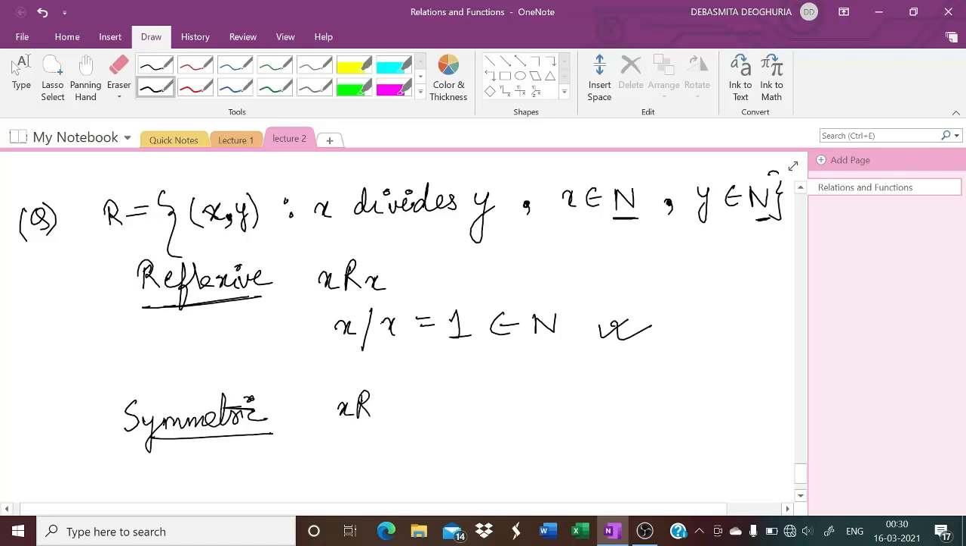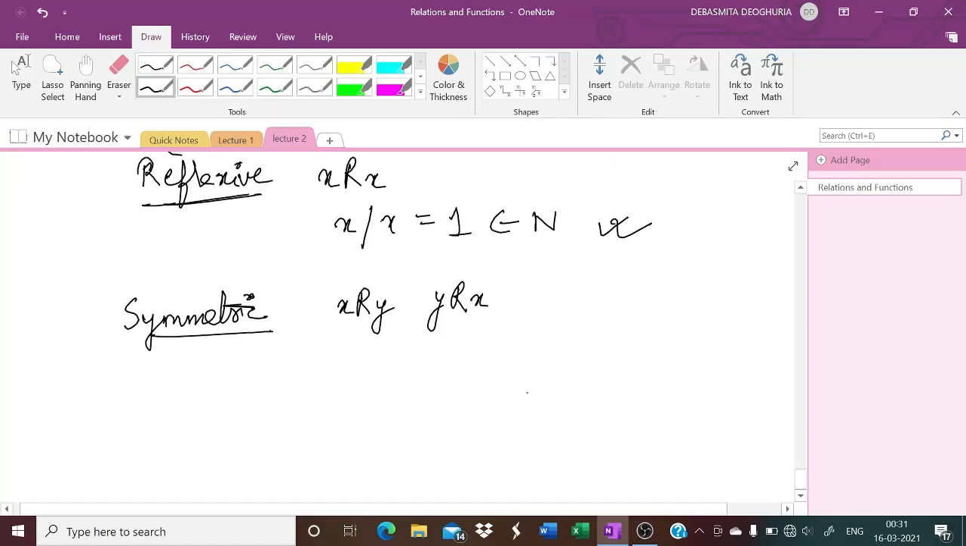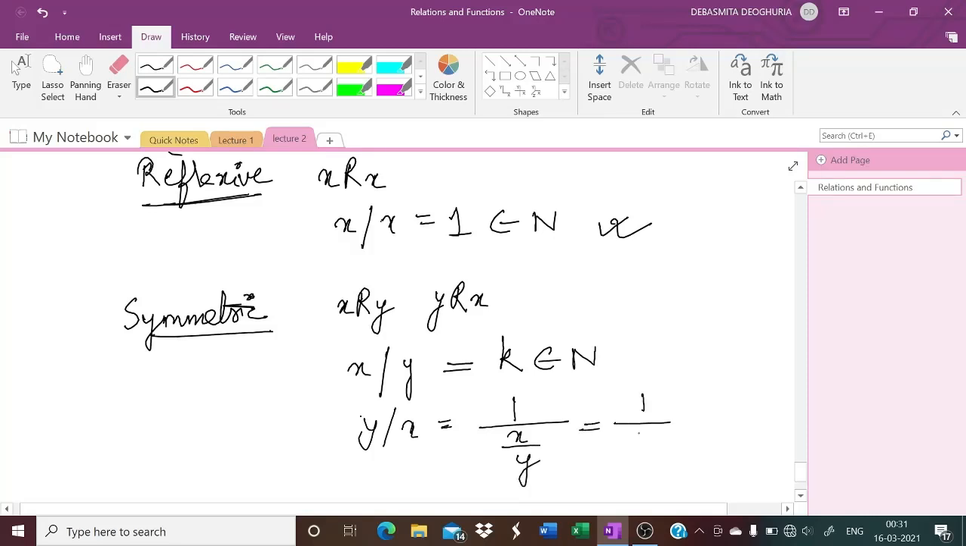How to check if x is related to y, then y should be related to x. Now suppose that x divided by y would give me some number k which belongs to N, some natural number k. But if I do the opposite, y by x, that would be equal to 1 by x by y, that would be equal to 1 by k.